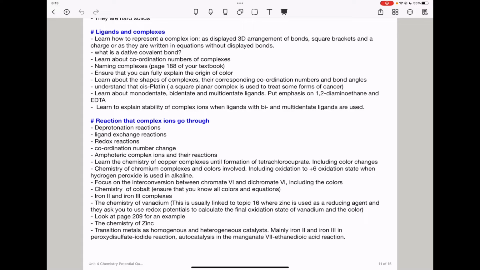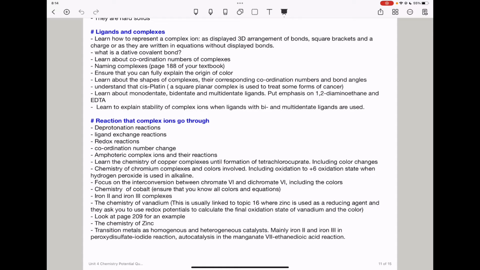Remember how iron 2 and iron 3 were used in the reaction between peroxide disulfide and iodide reactions. And also remember the autocatalysis in manganate 7 ethane dioic acid reaction. Topic 17 is the most detailed topic. It requires a lot of your hard work. You need to practice a lot.